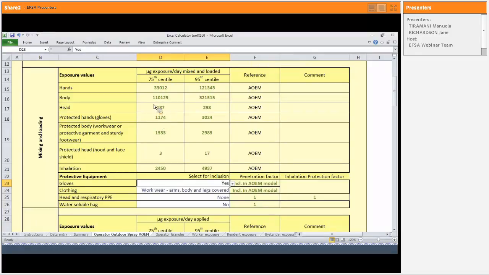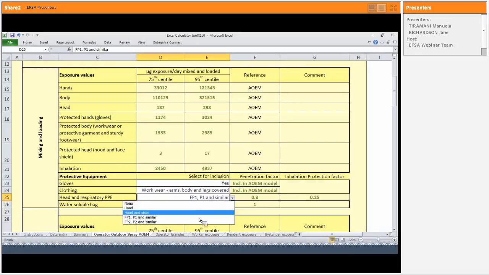But we also see here for inhalation, this is also quite high. And in this case, we could additionally select to use, for example, some kind of respiratory equipment. Now, here is the one area where it differs, and here we are using penetration factors. If they use, for example, hood and visor, this comes from the AOE model, but if you select to use respiratory PPE, then we start to use the penetration factors to estimate the reduction in exposure.